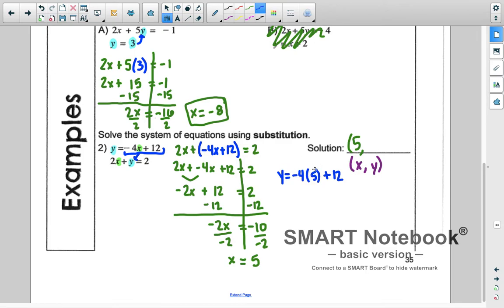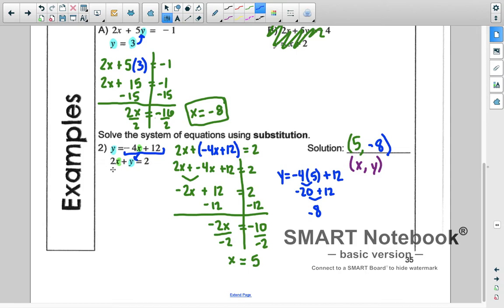So if we're multiplying and adding, we're going to multiply first. Negative 4 times 5 is negative 20. And we have negative 20 plus 12. And negative 20 plus 12 is going to give us 8. And again, I would use Desmos for that. And we have more negatives, so negative 8. So negative 8. So that's our solution.